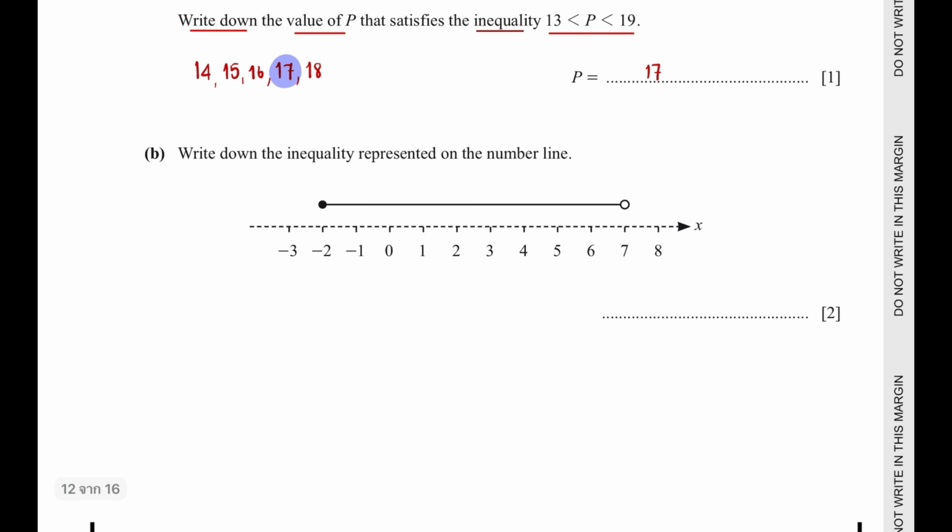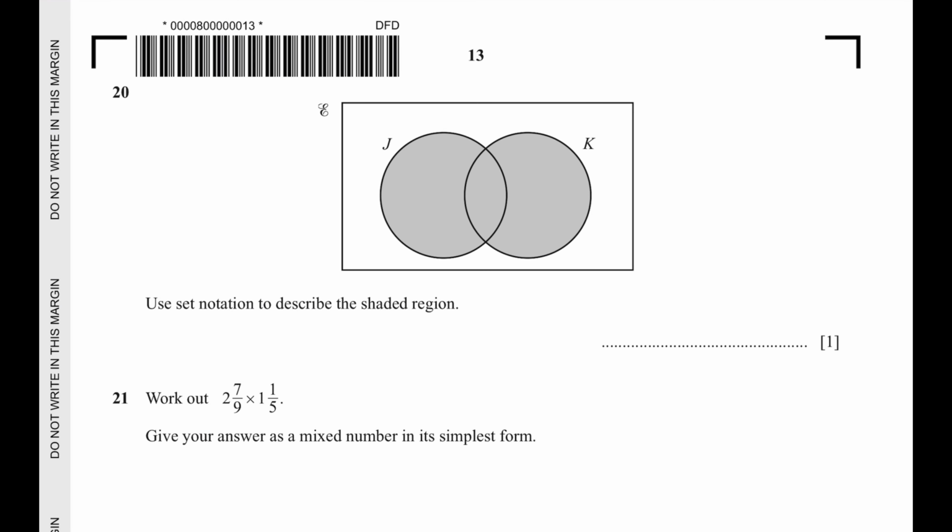Question B. Write down the inequalities represented on the number line. So we have -2 and 7. This is a black circle here, so it will be greater than or equal to, and this is a white circle here, so it will be less than, and let's say it is x. Question 20. Use set notation to describe the shaded region. So it will be J union K.